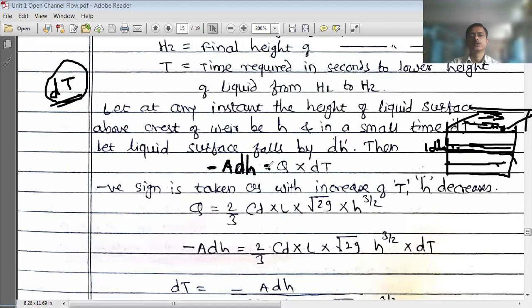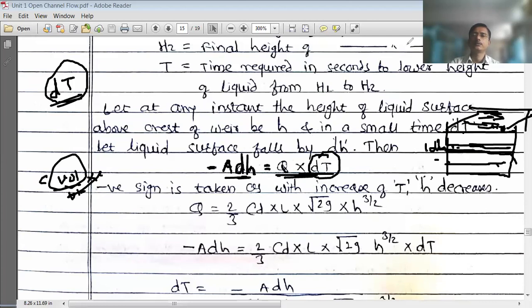Minus A dh, the volume of water reducing, must be equal to the discharge taking place through this notch into dt. Within that short duration, the rate of discharge is Q. Q is nothing but volume upon time, so the time cancels and you get the volume. This volume must be equal to the volume obtained using the discharge.